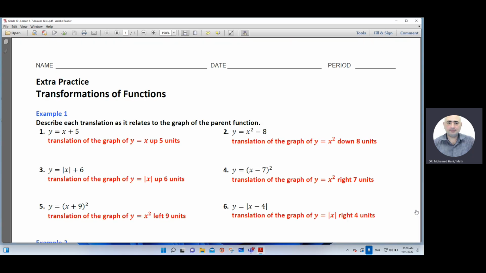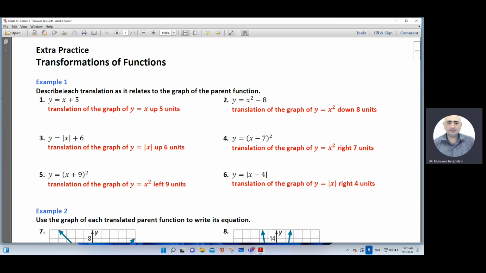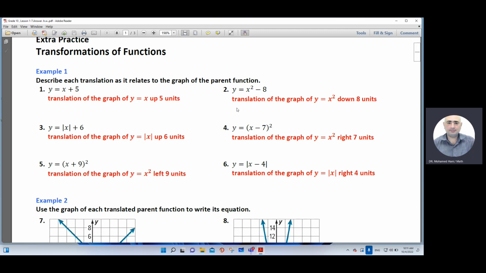This example is very important to the MSAT. So you can write extra practice with me, please. Then write the first question: describe each translation as it relates to the graph of the parent function. Write with me, please. Write and focus.